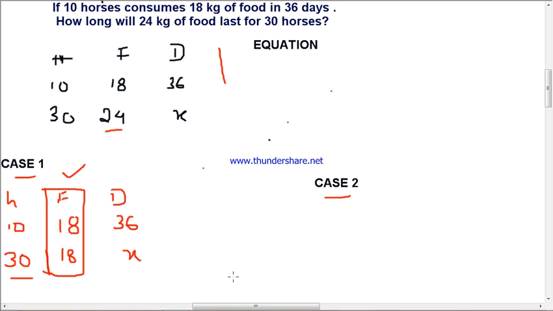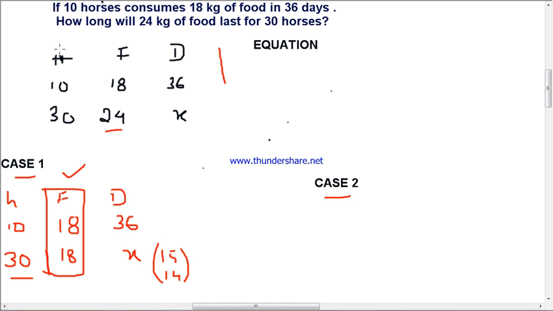Now instead of 10 horses, if you put in 20 more extra, the total number will become 30. There are more mouths to feed. How long will the food last? The food is the same quantity, 18. I think the number of days will be much lesser, because there are more mouths to be fed. They eat more, and the food will finish much quicker than 36 days. Maybe it's like 15 days or 14 days. You don't know, but you know for certain that it will not last for 36 days.